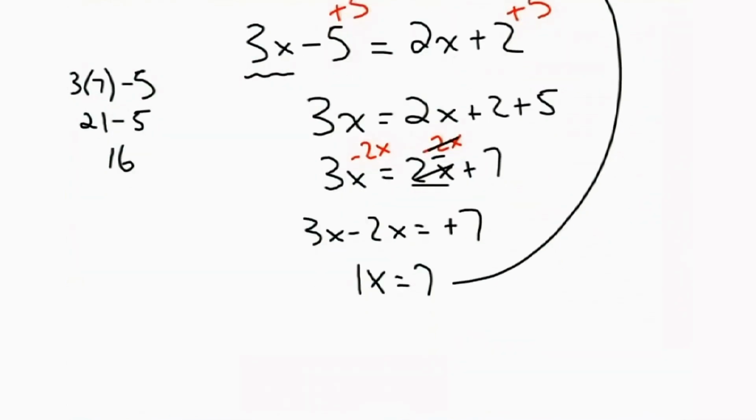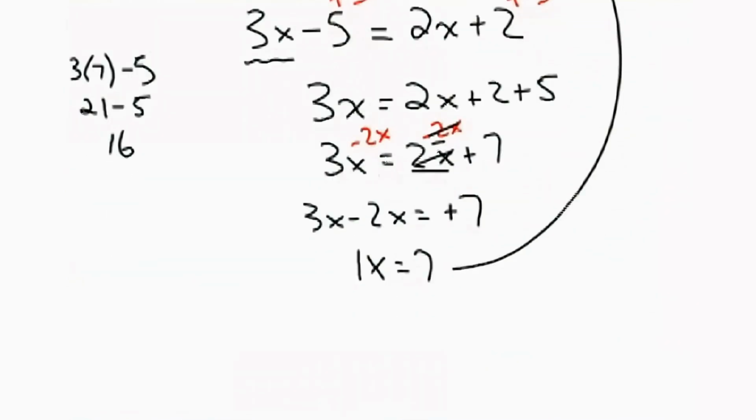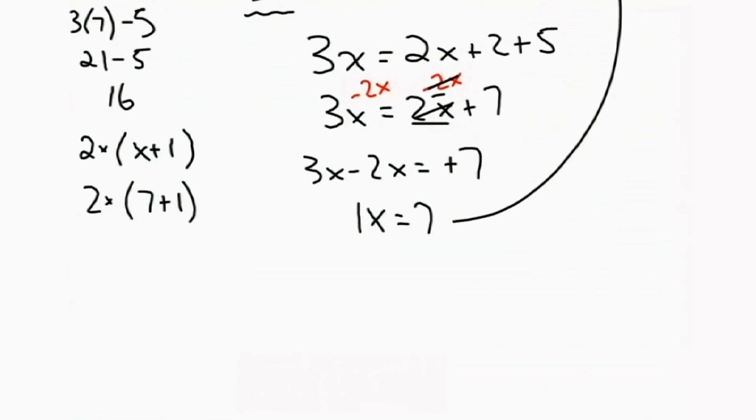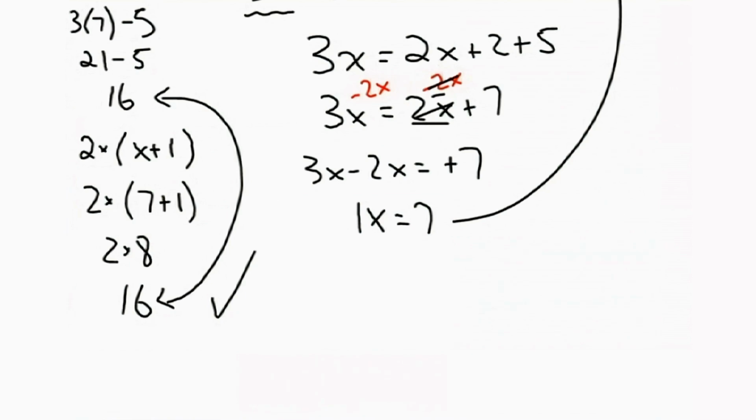And now let's see what happens when we plug x into the right-hand side. We have 2 times x plus 1. So 2 times 7 plus 1. We do our brackets first. 7 plus 1 is 8, and 2 times 8 is 16. And so you see we get the same answer, and we've checked our solution again.